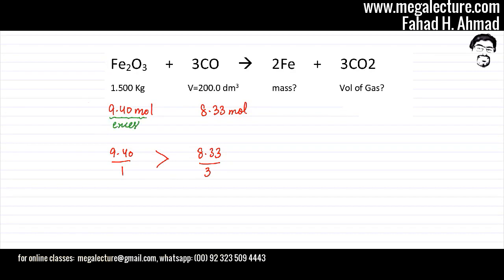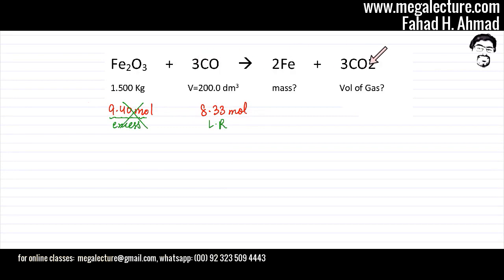It's a lot more than the required amount, and you're not going to use these moles in your calculations because not all of them are taking part in the reaction. So these are your excess moles, and you're going to ignore them. All your further calculations will use the limiting reactant moles. So 8.33 moles are the ones completely taking part in the reaction, and I'll use them to find the moles of carbon dioxide and iron.